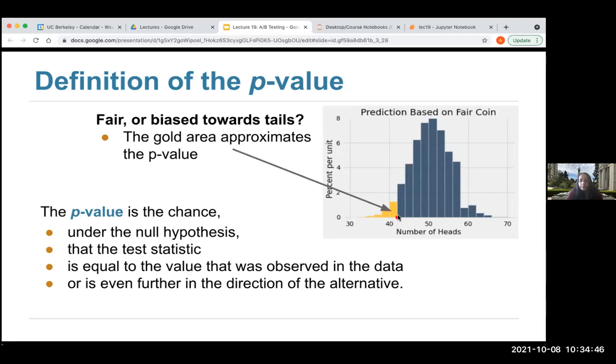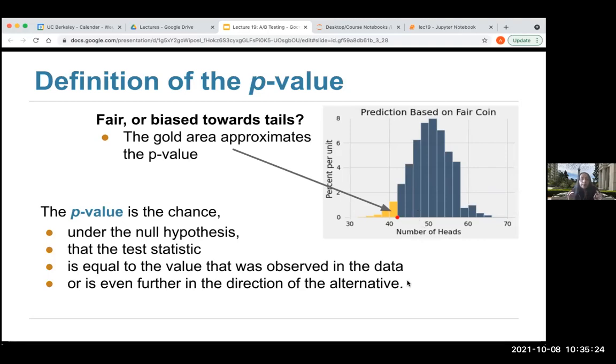The test statistic is this point. The p-value is this gold area. Okay, so now this raises a question. We have decided that if this tail is very small, then we are going to reject. But couldn't the fair coin give us a small number of heads just by chance? It could, right? It's not hugely likely, but it could.